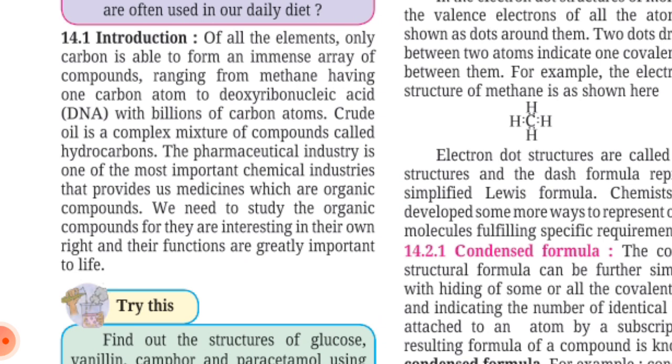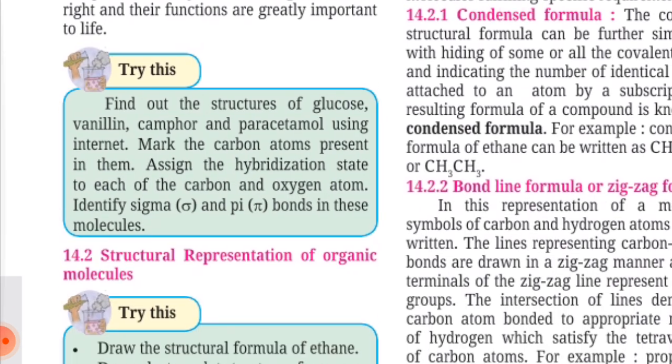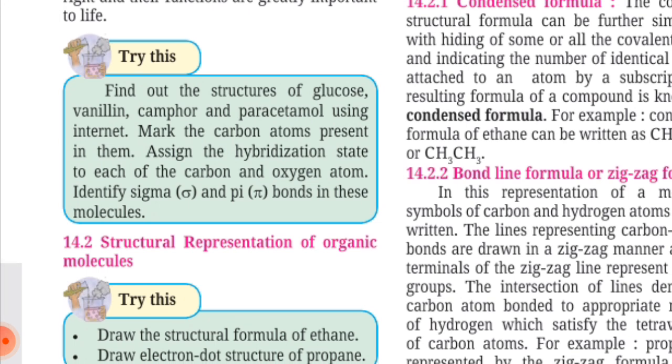The pharmaceutical industry is one of the most important chemical industries that provide us medicines, which are organic compounds. We need to study organic compounds for they are interesting in their own right and their functions are greatly important to life. Find out the structure of glucose, vanillin, camphor and paracetamol using the internet.